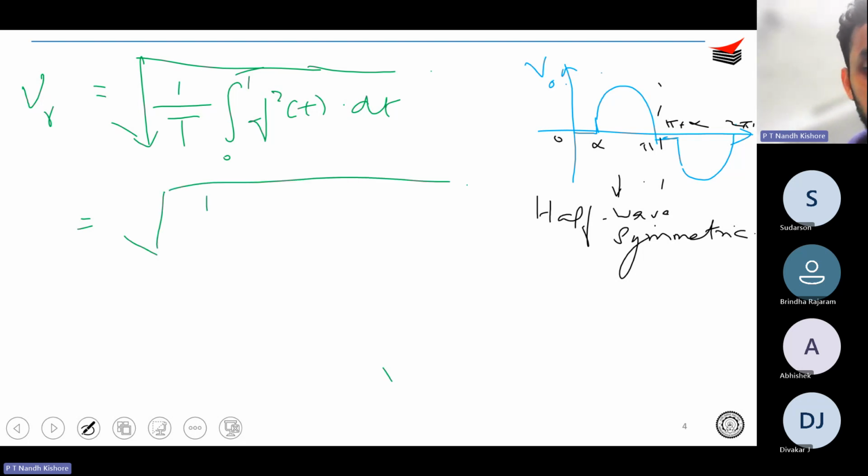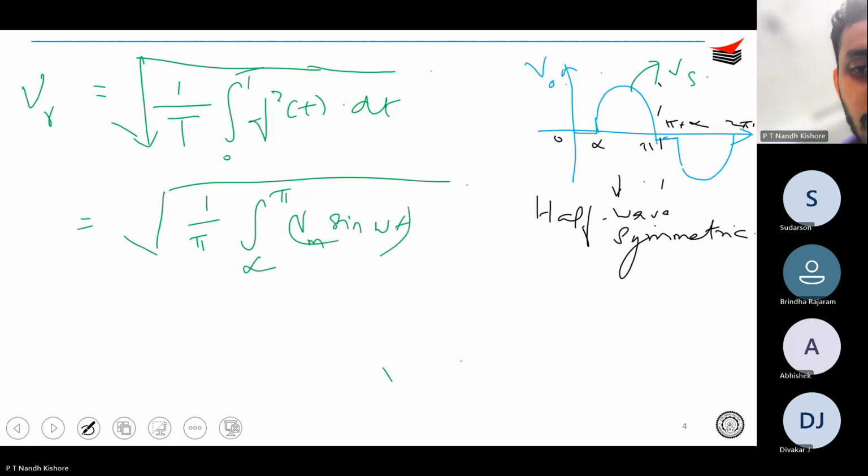So your period, since it is half wave symmetric, it is 1 by pi, right? And then you have your wave between alpha to pi, and it's following your input voltage, which is Vs. Vs is basically Vm sine omega t, whole square, d omega t in this case. Okay, so now it should be easy peasy for you.